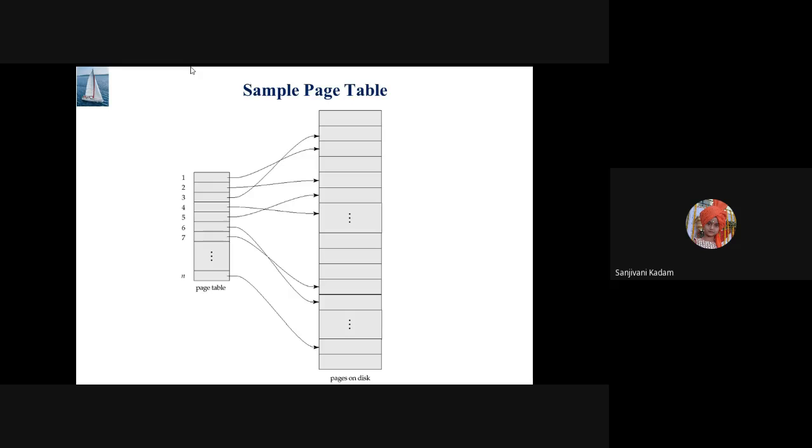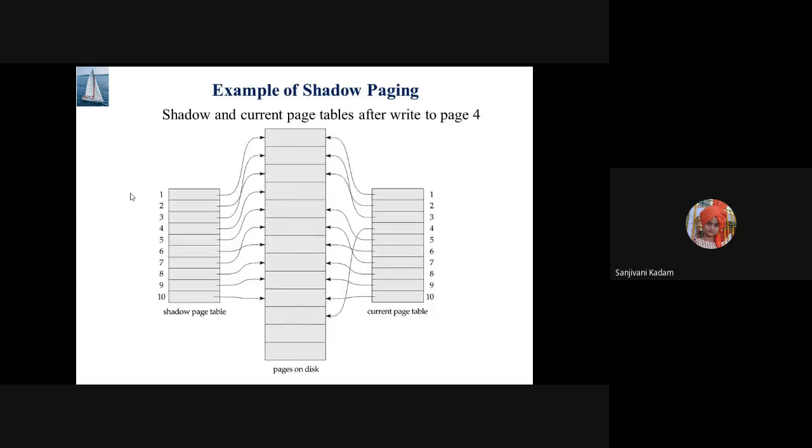So this is an example of a page table. This is my page table and these are the pages on the disk. This keeps track of the address of each page. And this is an example of shadow paging. The current page table is holding the addresses of all the pages. Whenever any new page is created, say page number 4, then the current page table will hold it. And whenever all the changes are done, the changes will be made available in the shadow page table also.